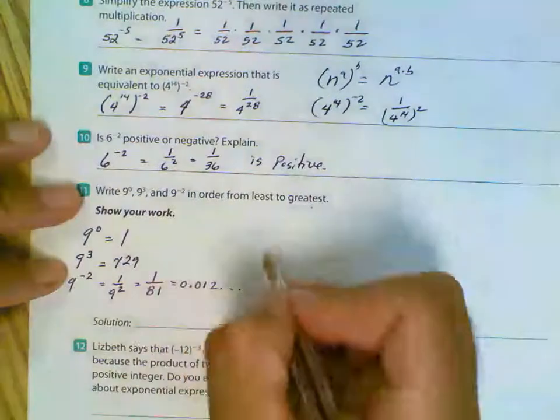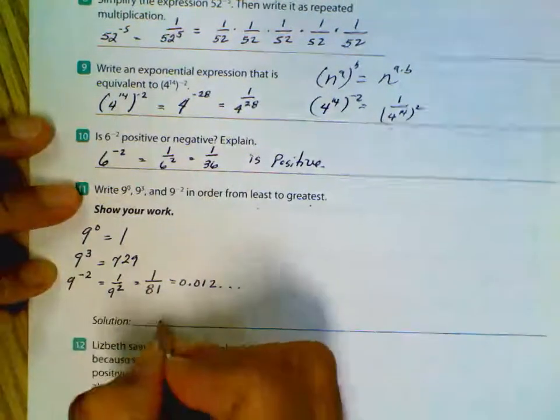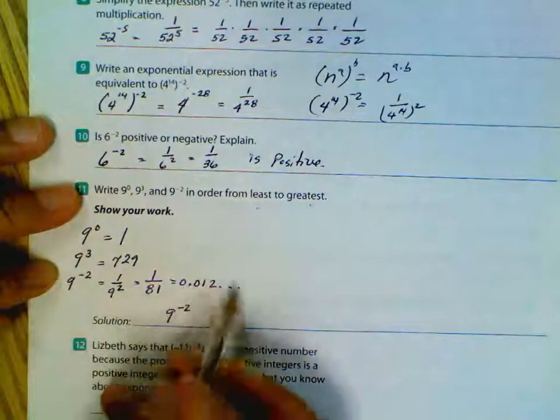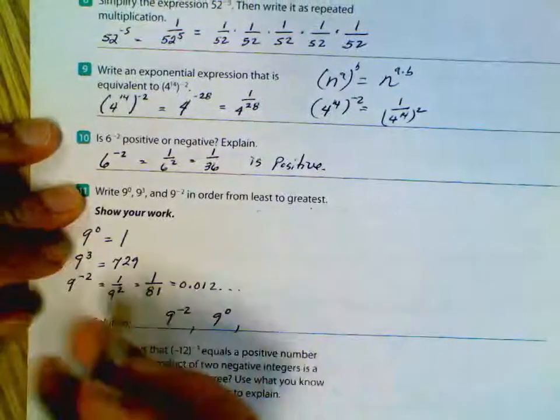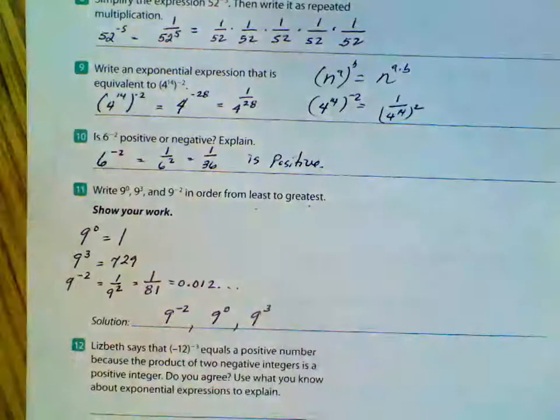So the smallest number, I can write it in this way. Solution here: I have 9 to the negative 2. That's the smallest number. Then what is the next one? 9 to the 0. And what is the biggest one? 9 to the 3rd power. Okay? And that's the solution. That's what you need to do.